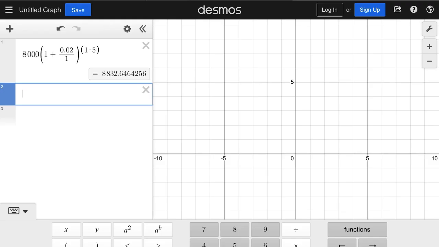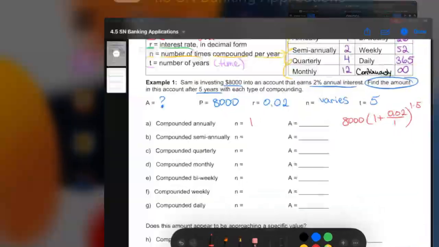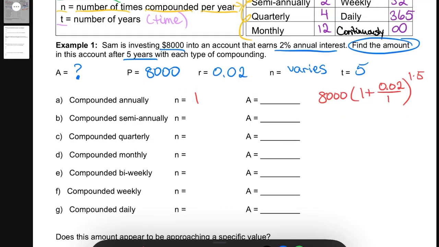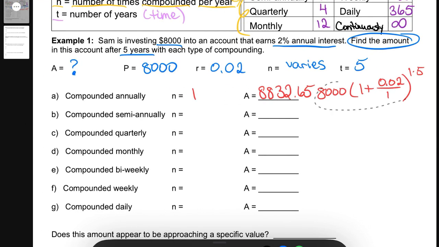And here's our number, 8823.65. This is money, so we're going to round to the nearest cent, dollars and cents, so to 2 decimal places. So when we are compounding annually, that is $8,823.65.